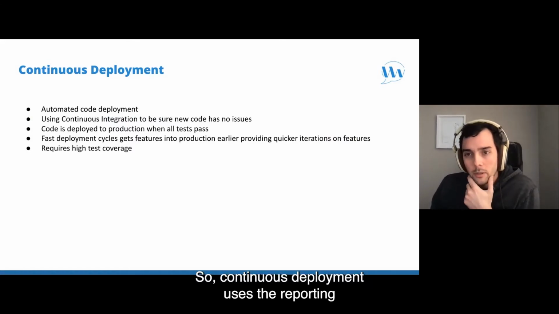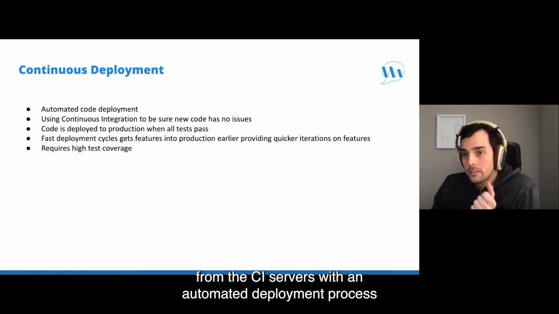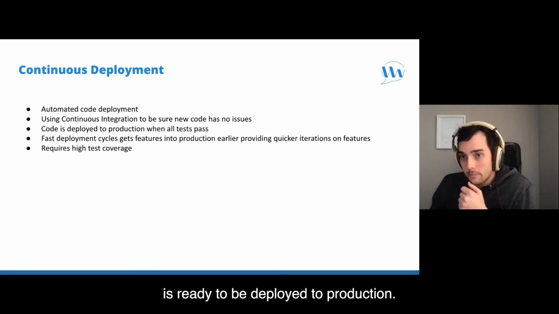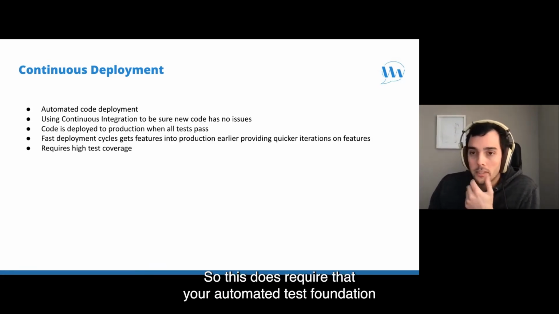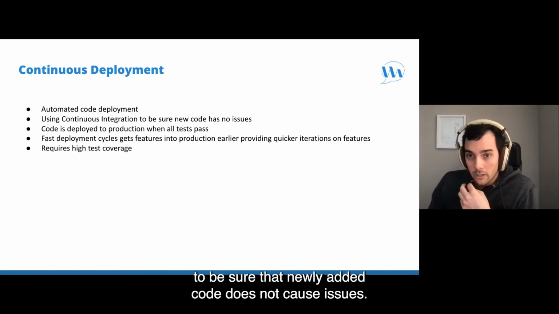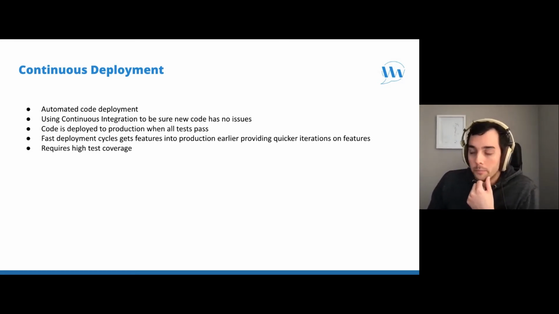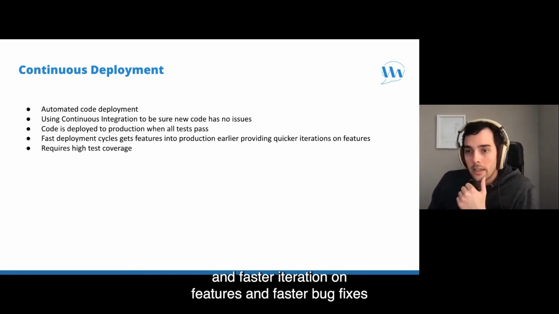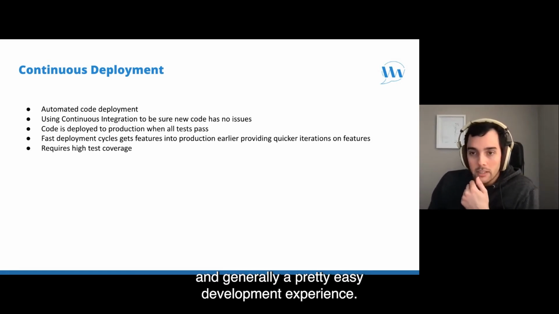So what is continuous deployment? Continuous deployment uses the reporting from the CI servers with an automated deployment process to check that code submitted by developers is ready to be deployed to production. This does require that your automated test foundation is really solid, and you need high test coverage to be sure that newly added code does not cause issues. But with that said, it does lead to very quick development cycles and faster iteration on features and faster bug fixes, and generally a pretty easy development experience.